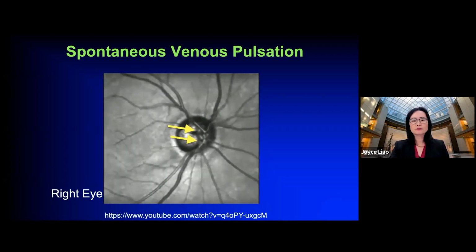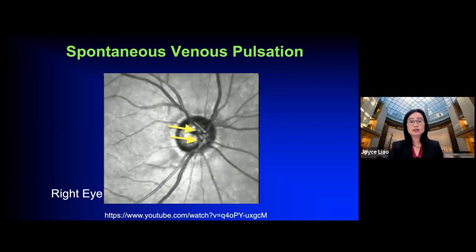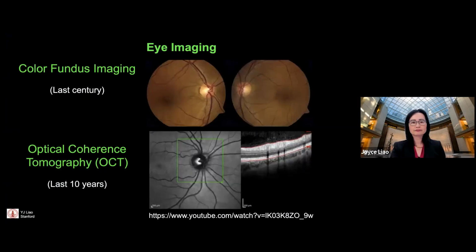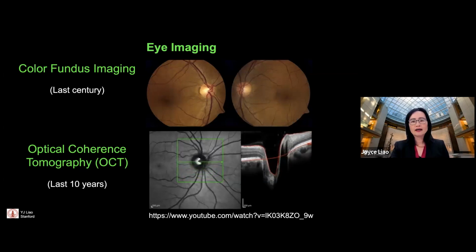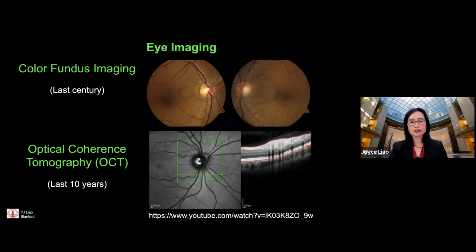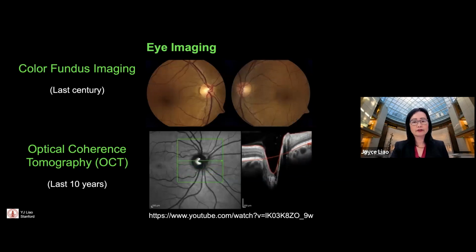Here's a video of the spontaneous venous pulsation that shows what that looks like in patients as we visualize the back of their eyes. With eye imaging, I showed you some examples of color fundus imaging. And we now also use another modality called optical coherence tomography in the last 10 years, which allows us to do very high resolution imaging and quantification of the optic nerve and the retina.